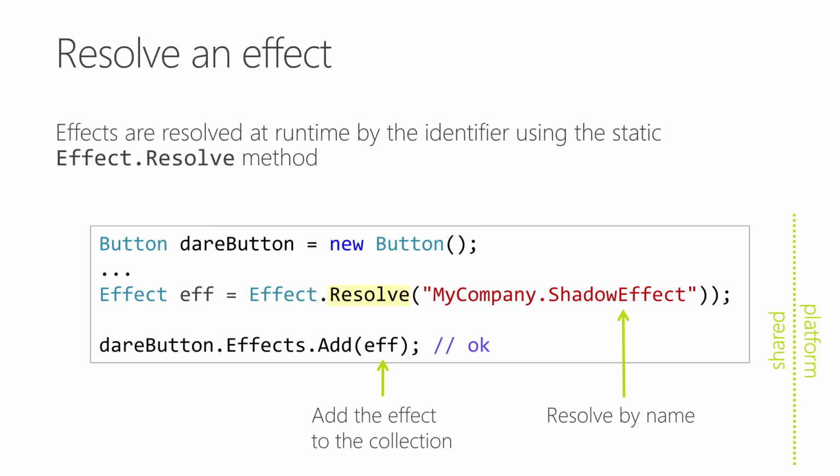So how do we actually apply an effect to an element? There's actually two different ways. The simplest way is just to create an effect using the static Effect.Resolve API, where you're going to pass in the unique effect identifier. That would be the myCompany.shadow effect here in this case. To apply the effect, just add it to the element's effects collection. Every element in Xamarin.Forms now has an effects collection that you can add to.